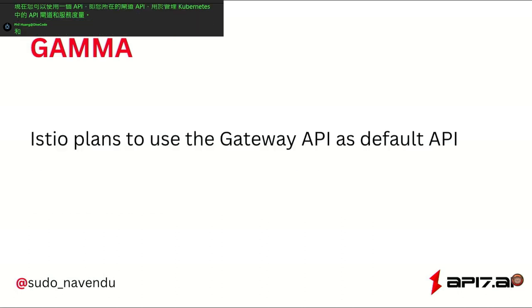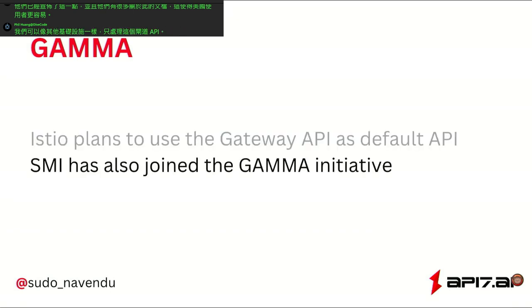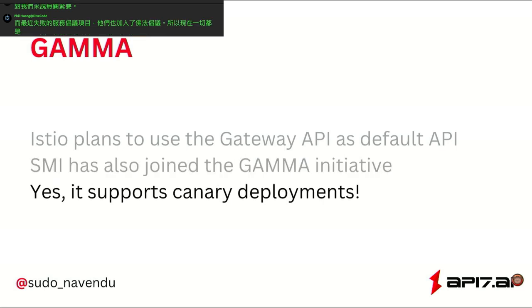And Istio, the most popular service mesh, plans to use the Gateway API as the default API in the future. They have already announced this, and they have a lot of documentation about this, and this makes it much easier for us users. We can just work on this Gateway API, and the rest of the infrastructure doesn't matter to us. And the Service Mesh Interface project, which recently failed, also joined the Gamma initiative. So now everything is coming together. And the Gateway API for Service Mesh also supports canary deployments.